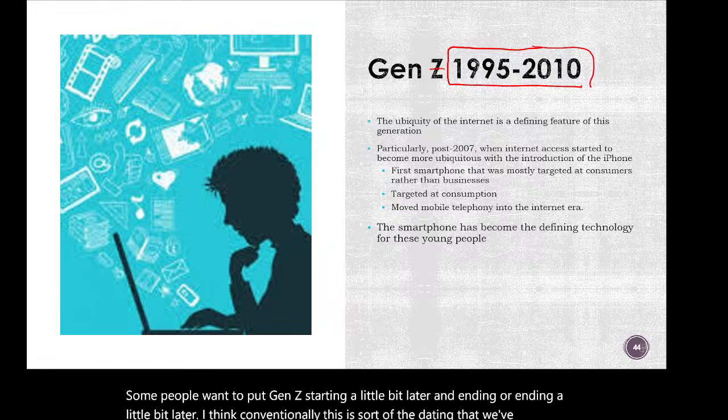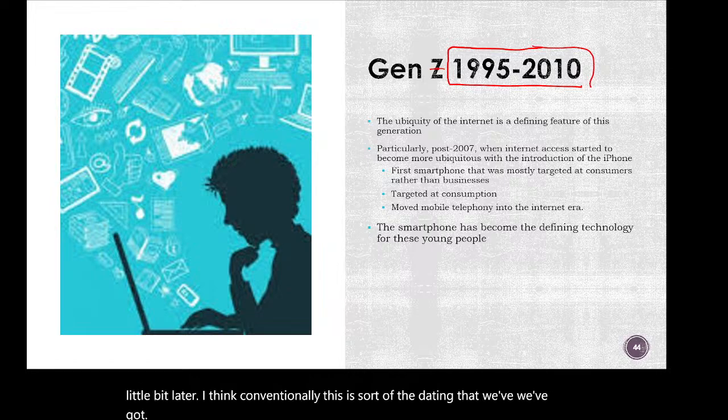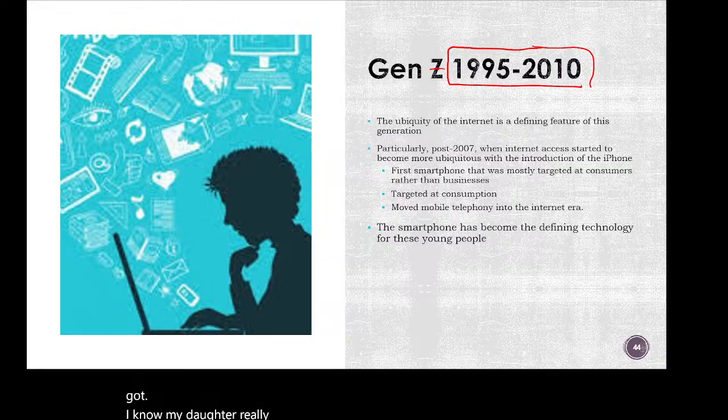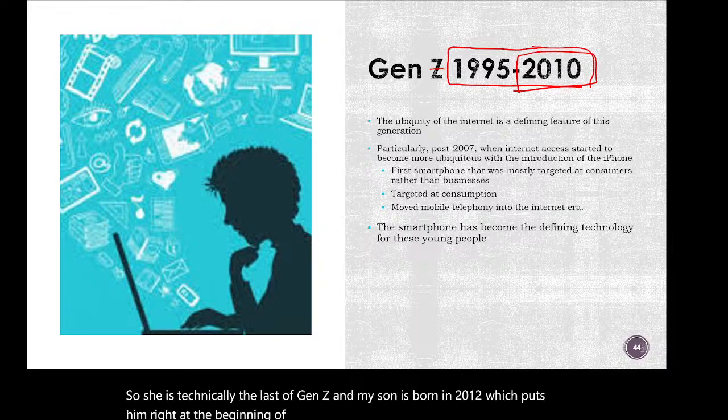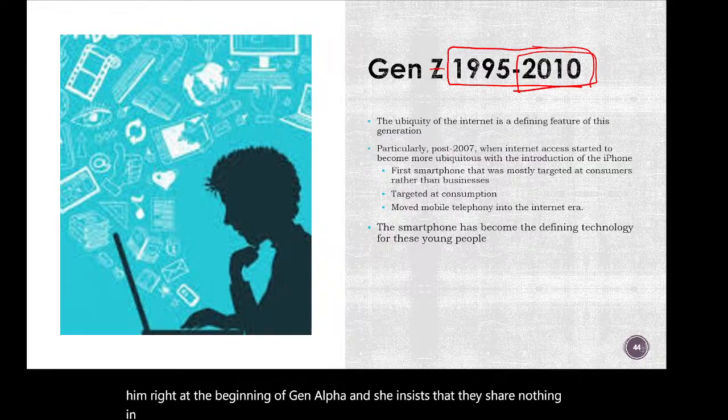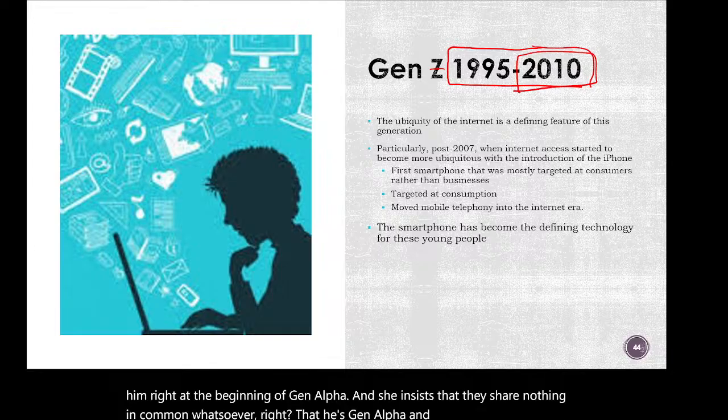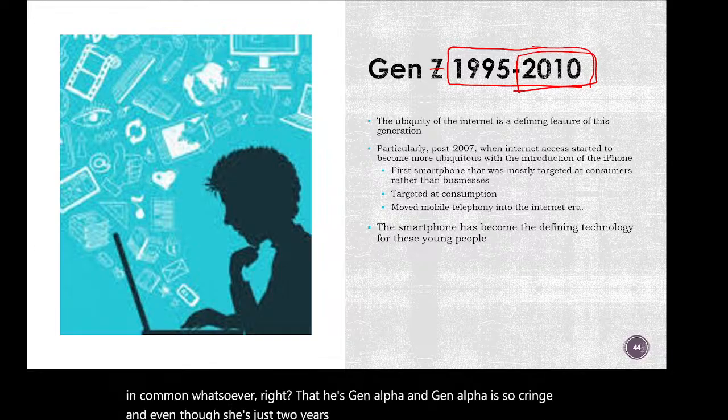I know my daughter really hates this. She's born right in 2010. So she is technically the last of Gen Z, and my son is born in 2012, which puts him right at the beginning of Gen Alpha. And she insists that they share nothing in common whatsoever, right? That he's Gen Alpha and Gen Alpha is so cringe. And even though she's just 2 years older than him, that she comes from a completely different generation.